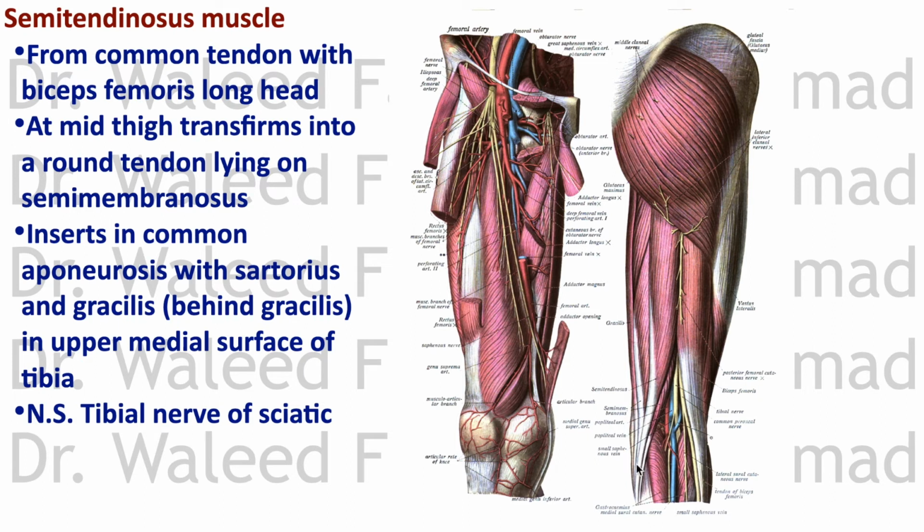It inserts in a common tendon. Remember the SGS, sartorius, gracilis, semitendinosus. In the common tendon with the sartorius and gracilis, it's posterior to them on the upper medial surface of the tibia, so it passes the knee joint. Nerve supply, tibial nerve of the sciatic nerve. This is the semitendinosus muscle.